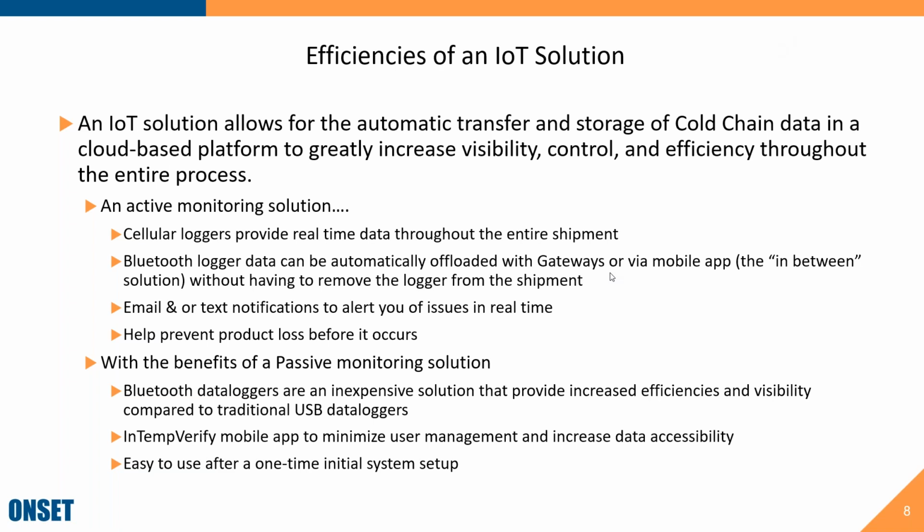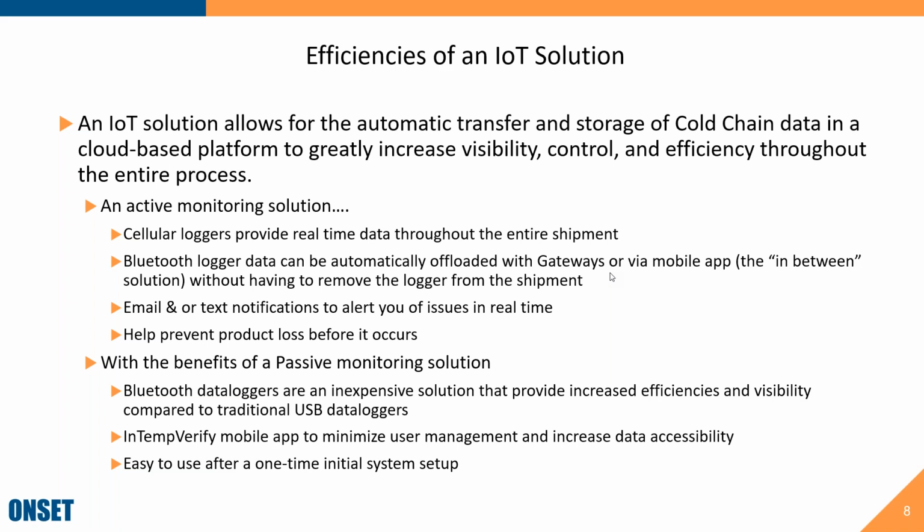An IoT solution allows for the automatic transfer and storage of cold chain data in a cloud-based platform to greatly increase visibility, control, and efficiency throughout the entire process. So there's a lot of value to an IoT solution. And an IoT solution really mostly closely resembles an active monitoring solution. So again, you have cellular loggers, which provide data in real time throughout the entire shipment. It's constantly sending up data for you to analyze and react to.